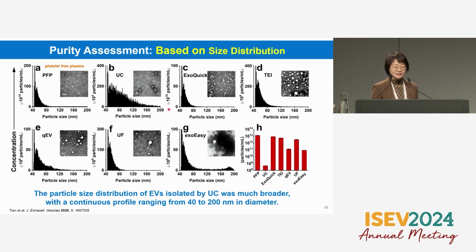You can see for the samples prepared by UC, you get a very broad size distribution with particle range from 40 to 200 nanometer. But for the other kits, what you obtain most likely resembles the original source, the PFP. So this is one simple way. Actually, we have a poster on Friday where we have developed an algorithm, so you can really use the distribution to predict the purity.